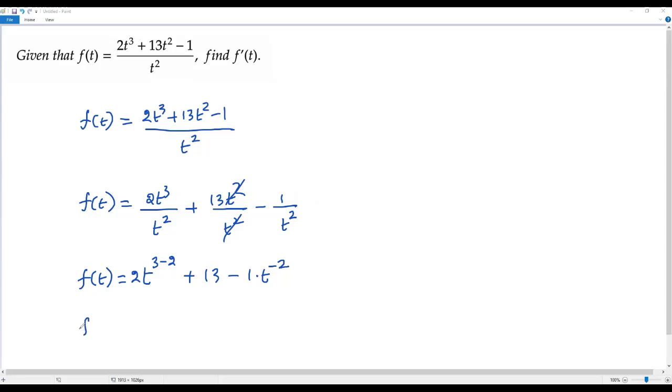Now f of t is equal to 2 times, and when I simplify this one, 3 minus 2 becomes just 1. Whenever the exponent is 1, we don't have to mention it. Simply we can write 2t plus 13 minus 1 times t to the negative second power is t to the negative second power. That's all the simplification I can do. Now I can start finding the derivative of the function we have over here.